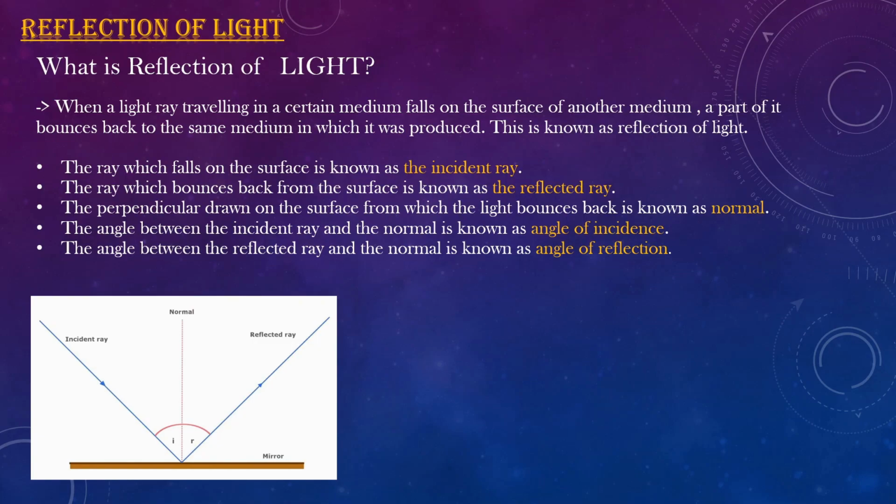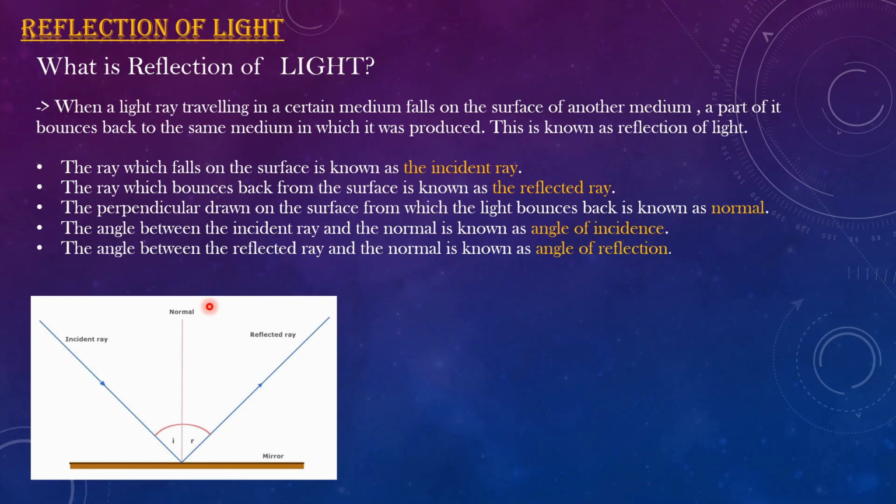The ray which falls on the surface is known as the incident ray. This one. The ray which bounces back from the surface is known as the reflected ray. That is this one. The perpendicular drawn on the surface from which the light bounces back is known as normal.